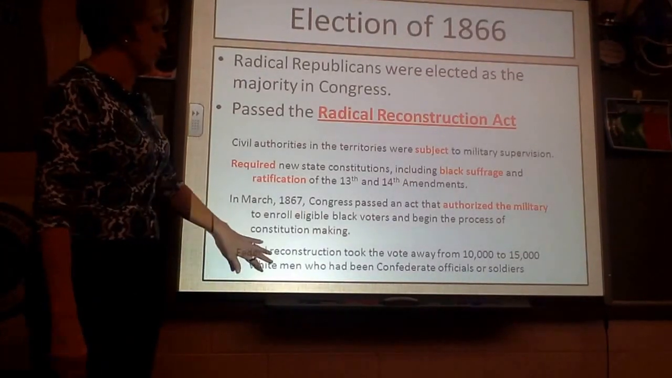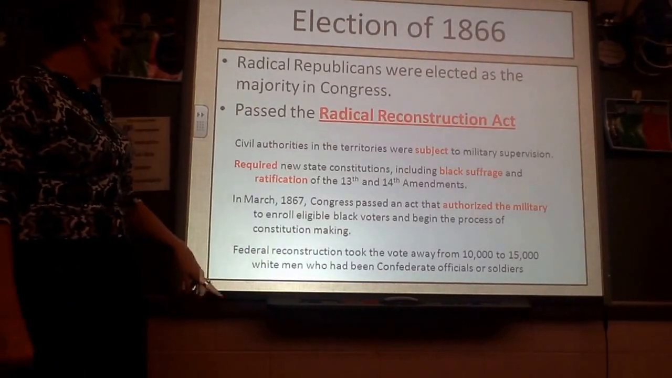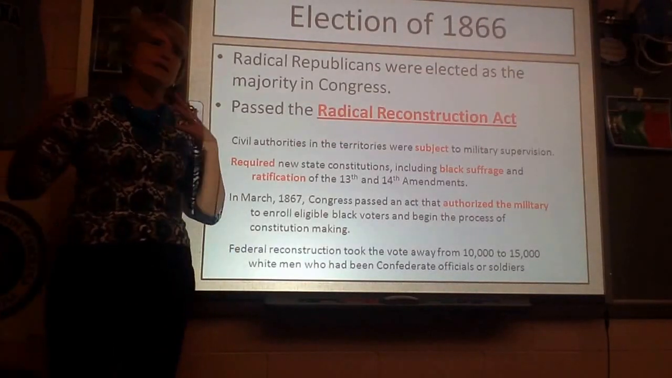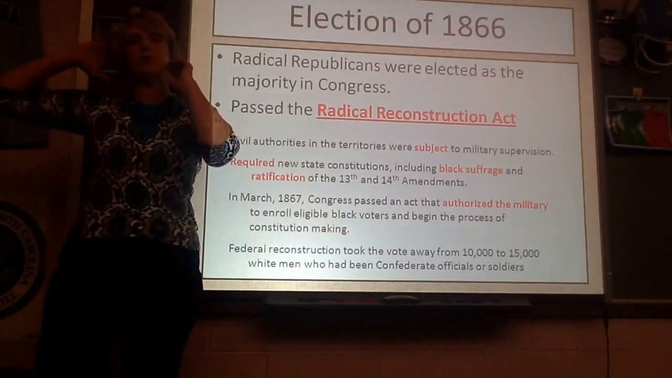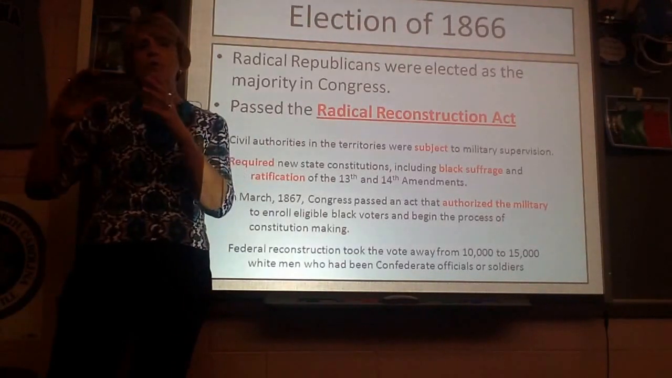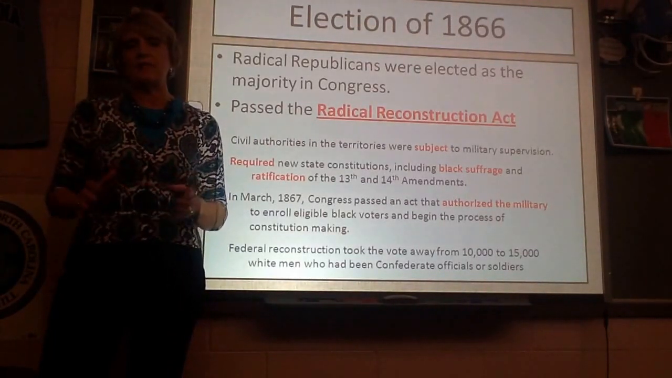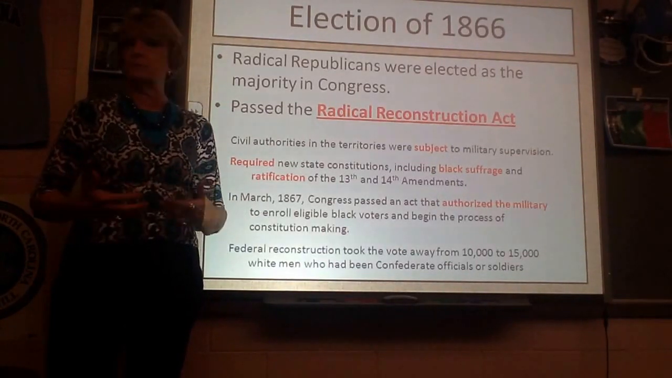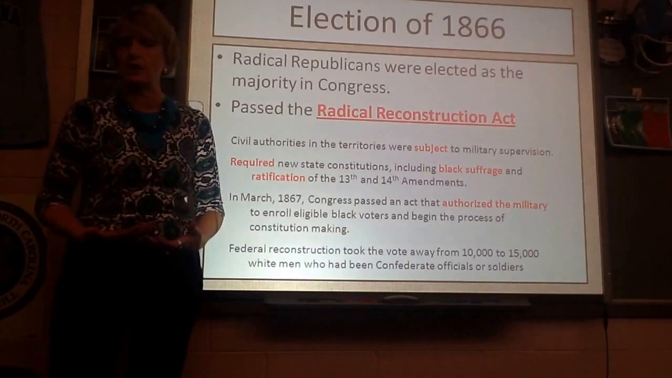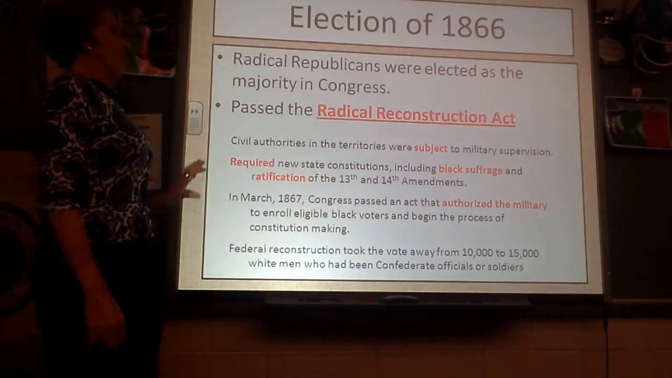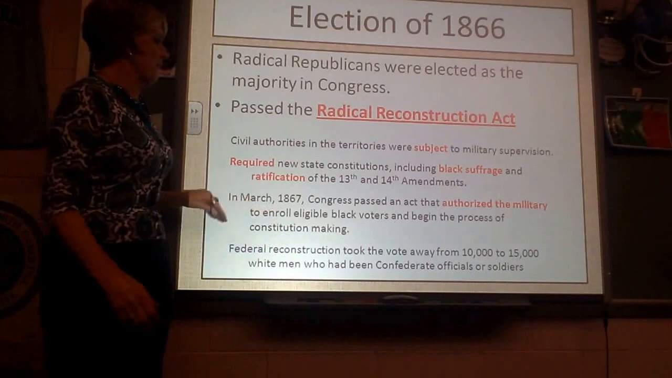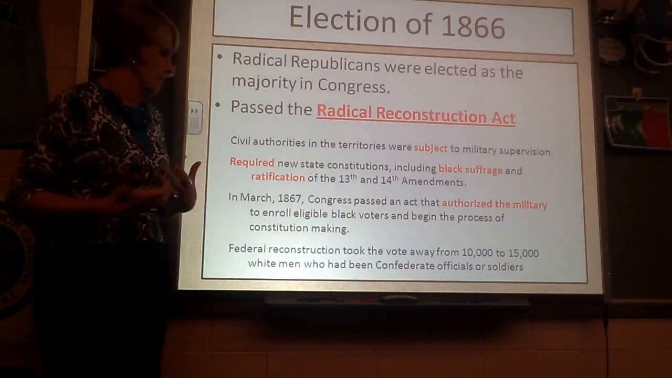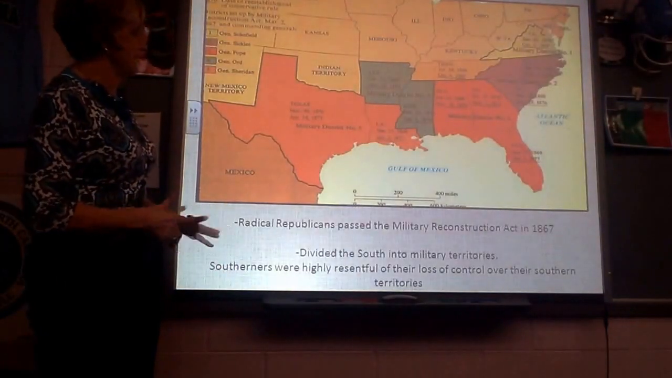The federal Reconstruction took the vote away from 10,000 to 15,000 white men who were Confederate officers. So you really need to pull back and go, these were men that grew up in a culture where slavery, and many of them probably owned slaves, was just acceptable, right? It was what they've always known. And now, those slaves can vote, but they can't. So there is such resentment in all this.